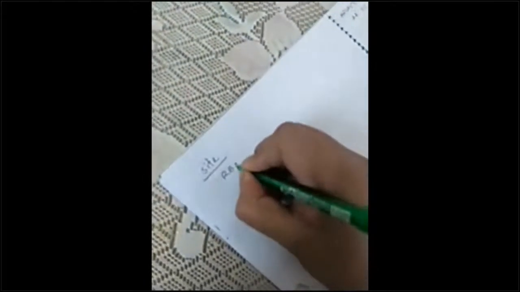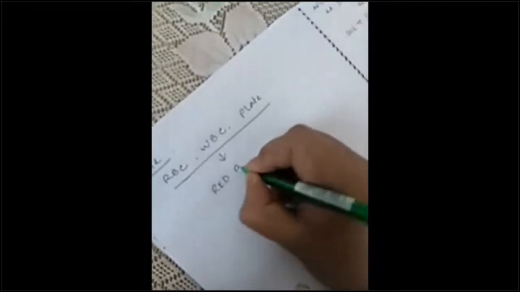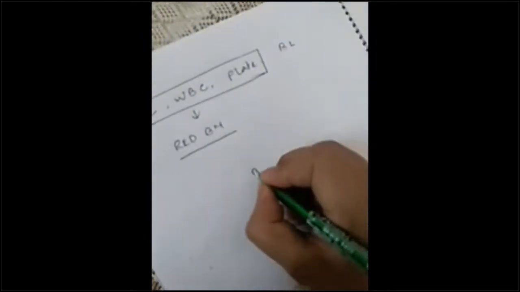That is RBC, WBC, and platelet. Where are they produced? They are produced in the red bone marrow. All these blood cells are the formed elements. Blood has two parts. In the composition of blood, we already know the blood has two parts. First of all, the plasma. The amount of plasma is more than the formed elements.